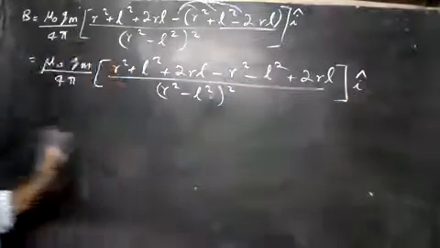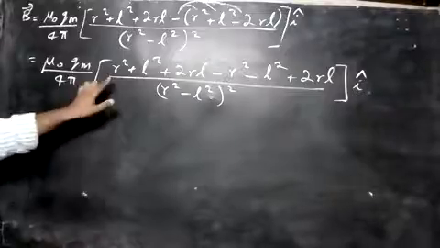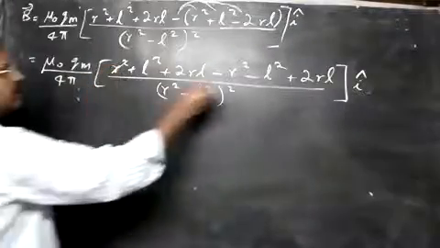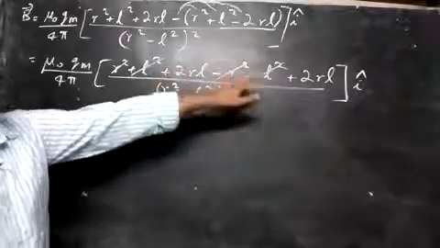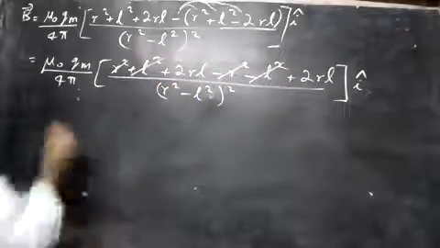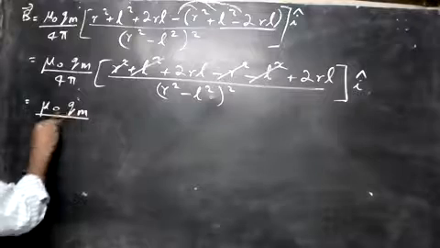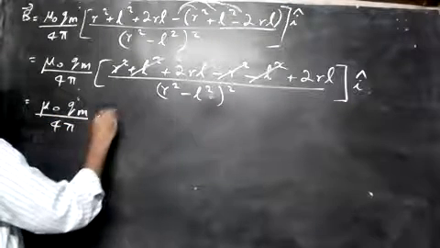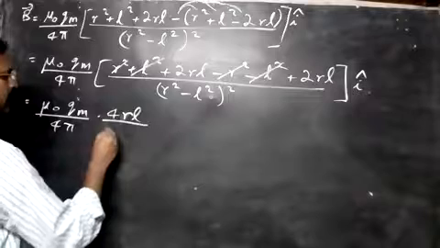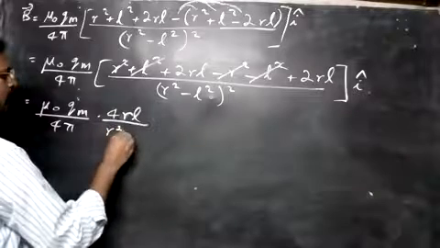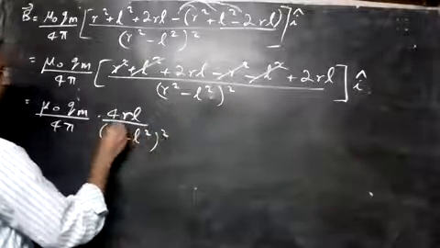You should not forget î, because magnetic field is a vector quantity. So what happens is we see common terms here. r² and minus r² cancel. Plus l² minus l² cancel. 2rl plus 2rl will be 4rl. So we get here μ₀ Qm divided by 4π into 4rl by (r² − l²) the whole square.